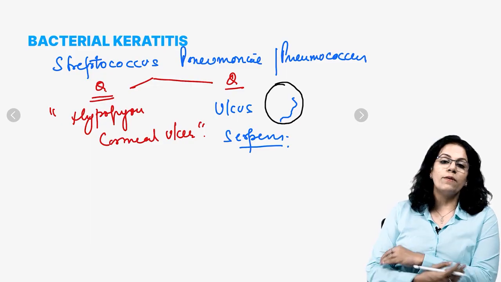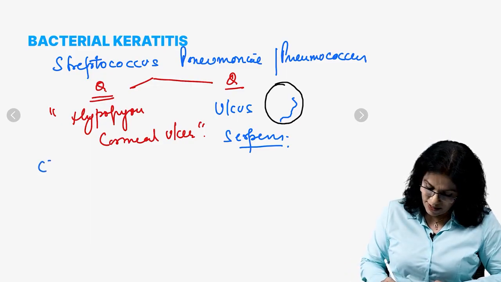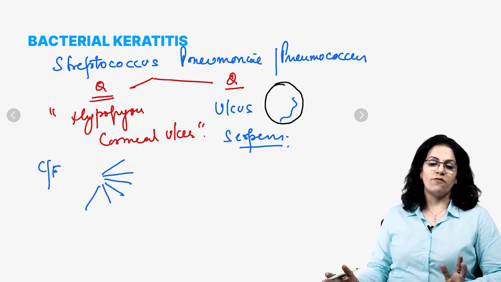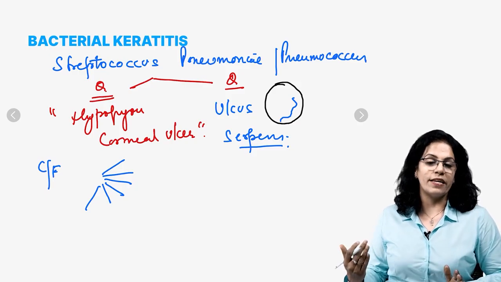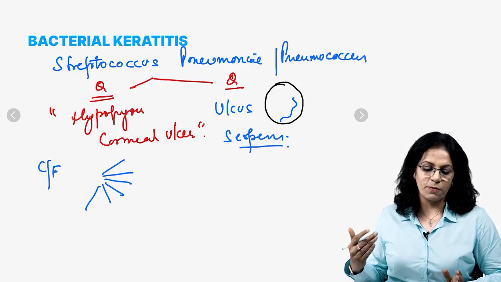Okay, once we know this, we come to clinical features. Of course, it is the same. I am just going to write like this, and you should remember what are the things I have taught you. All the presenting features of any keratitis: pain, redness, photophobia, blepharospasm, discharge.